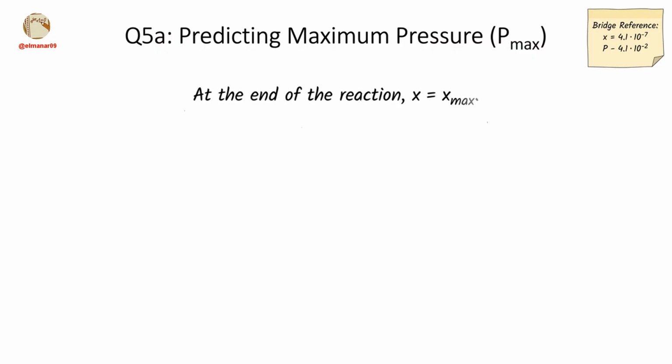Question 5a. Predicting the maximum pressure. Now that we have our bridge equation, we can look into the future. At the end of the reaction, X will reach Xmax. At that exact moment, the pressure P will reach its maximum value, Pmax.